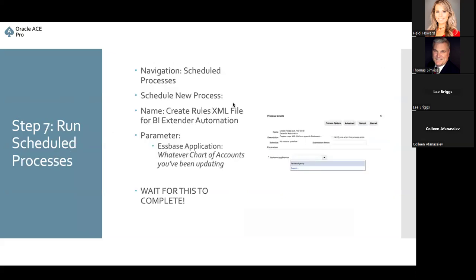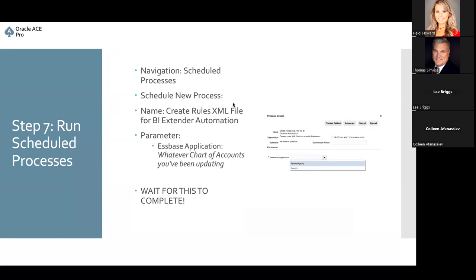Okay, step 7. We are almost there. We have to run a couple of processes. So we're going to tools, schedule processes. First process we're going to run is a process called create rules XML file for BI extender automation. Yes, it's a mouthful. Create rules should get you home.